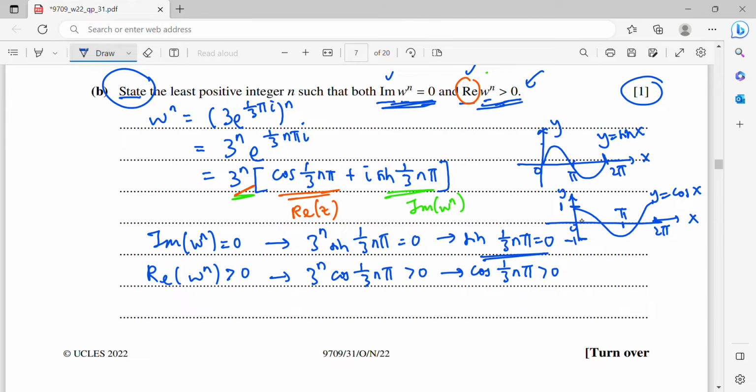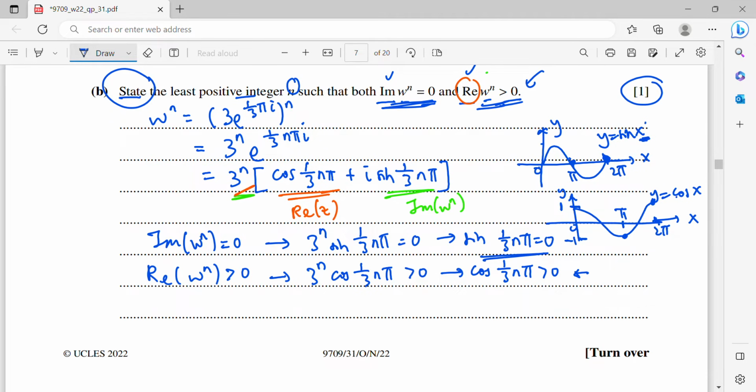Sine equals 0. Since n is a positive integer, we will not consider 0 for the whole angle. Therefore, we will consider pi first. When you consider pi, sine pi will be 0, but at the same time cos pi will be negative 1. So it does not fulfill the second condition, which means we have to consider 2 pi. If the whole angle is 2 pi, sine will be 0, and cos will be positive 1.